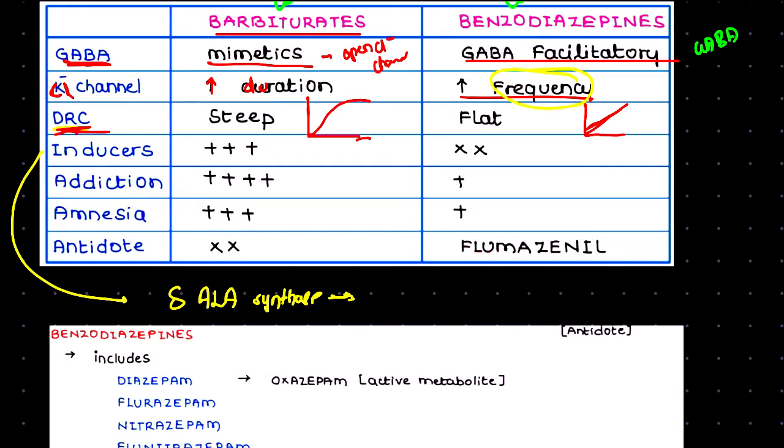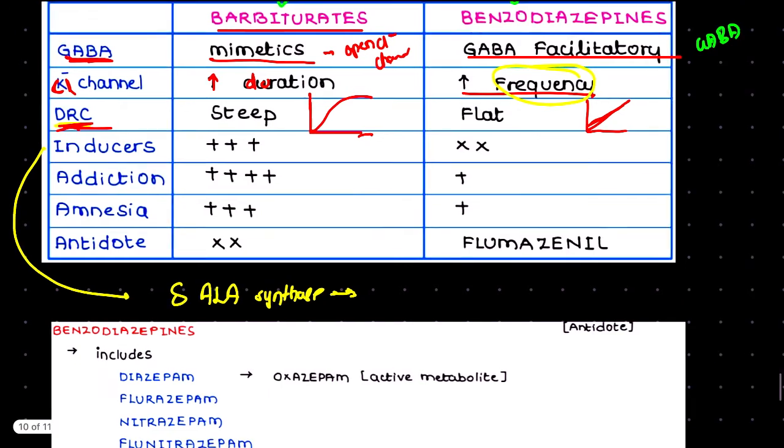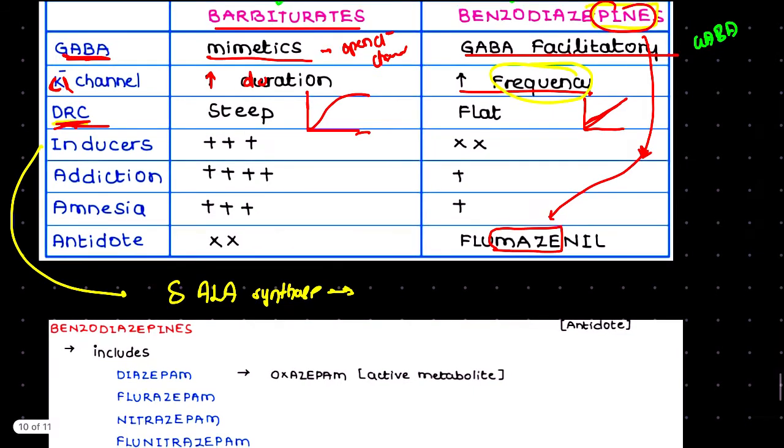What is the antidote for benzodiazepines? That is flumazenil. If you see these benzodiazepines, at last we find what? PINE, right? What is this pine? Pine, like oxazepam. Now this pine, oxazepam, is what? It is maza, right? Maza activity. After drinking roxy there will be maza, and this flumazenil will nil the effect of this pine.